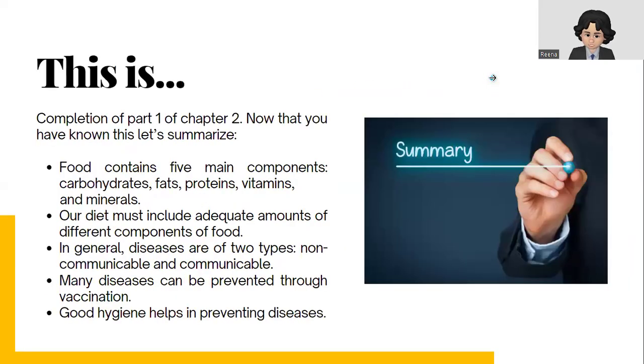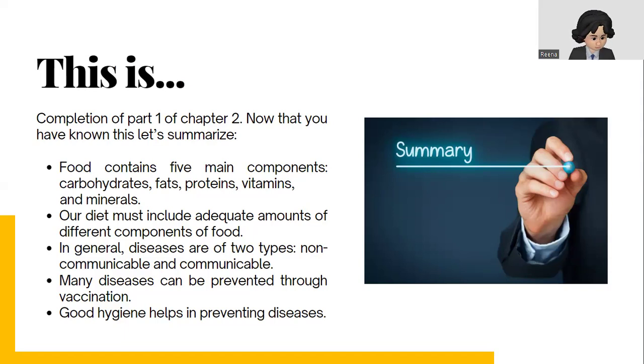So this is the end of the chapter, completion of part one of chapter two. And now that you know this, let's summarize. First of all, food contains five main components: carbohydrates, fats, proteins, vitamins, and minerals. Our diet must contain all these components of food in adequate amounts. In general, diseases are of two types: non-communicable and communicable. Many diseases can be prevented through vaccination. Good hygiene helps in preventing diseases.